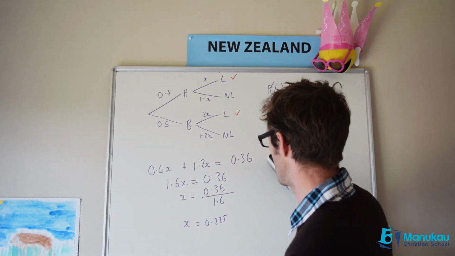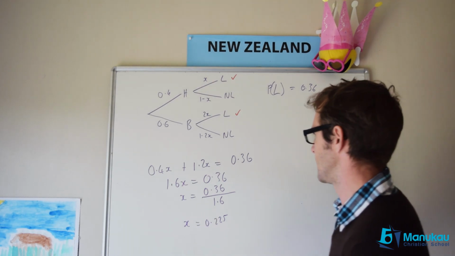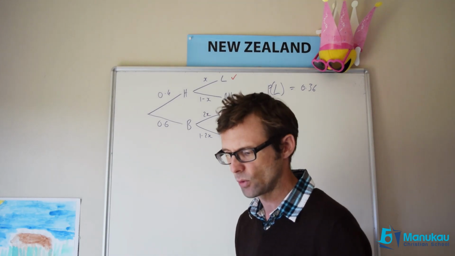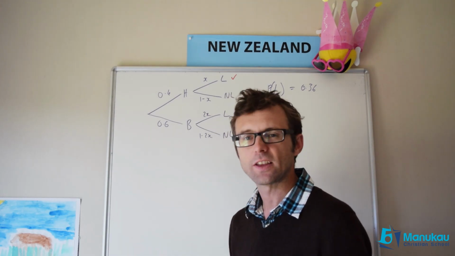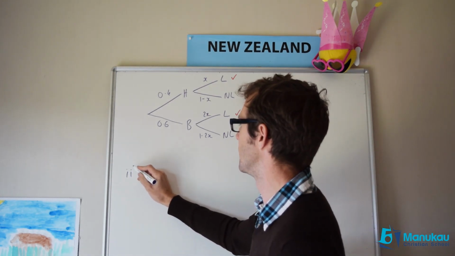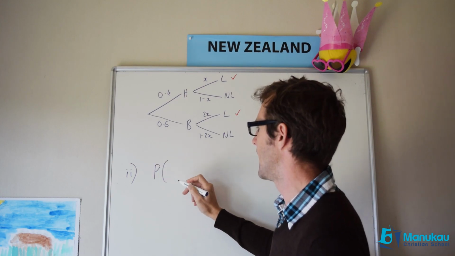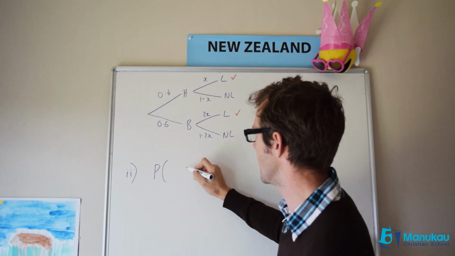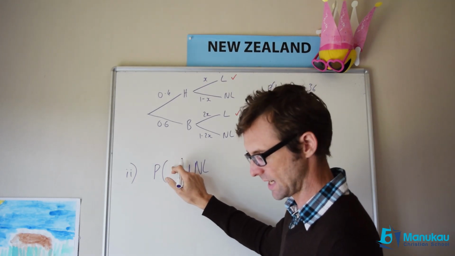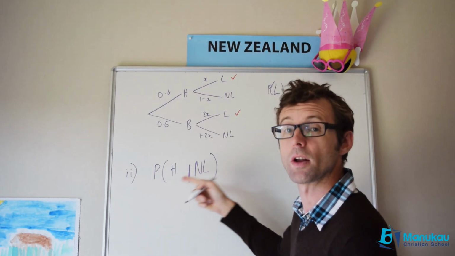Now, the second question asks us this. It says, given that he is not late for work, find the probability that he chooses the hilly route. So we've got to write this with our technical set theory formula. So probability, now it says given that he's not late. So given not late, find the probability that he chooses the hilly route. So probability hilly given not late.